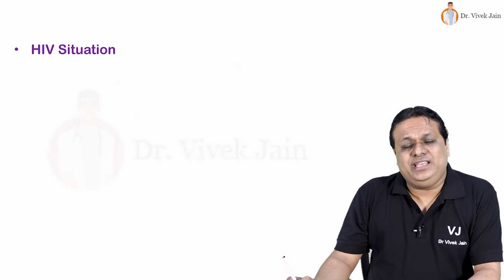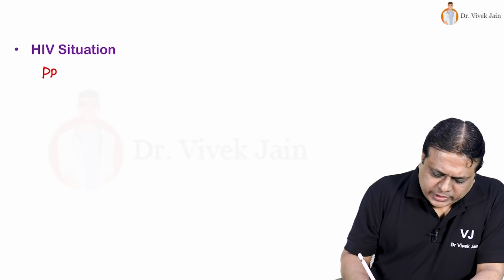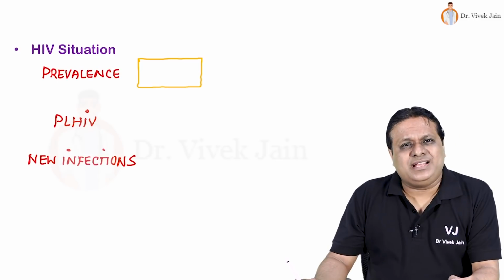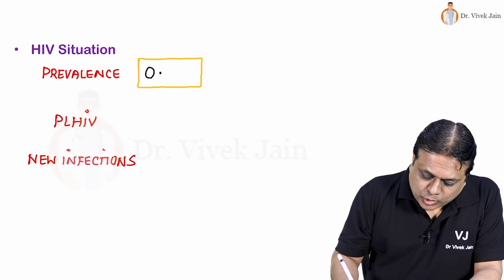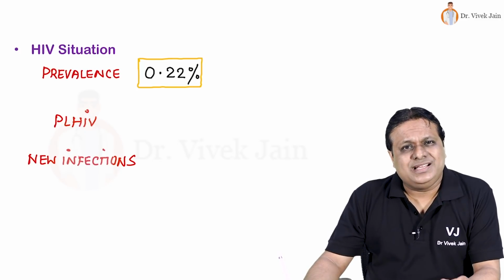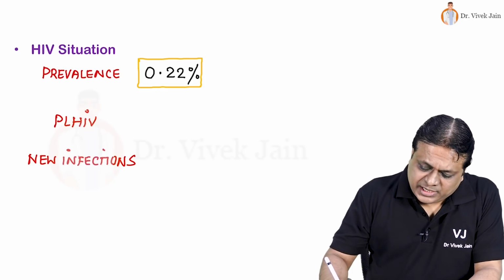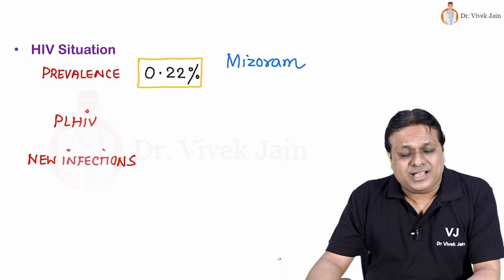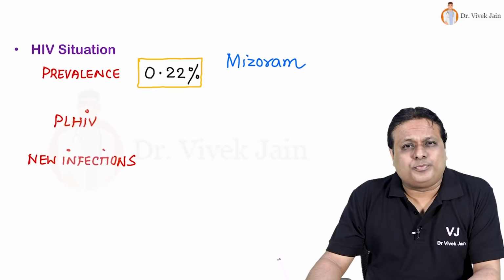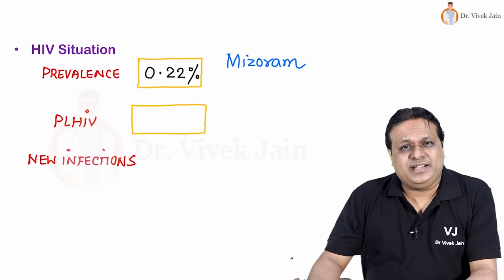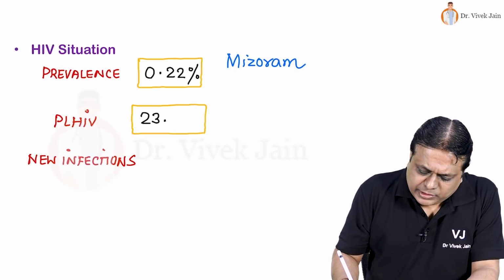Looking at the STD, HIV in our country, when we look at prevalence of HIV in our country, prevalence has been reported to be 0.22%. It is slightly higher in males, 0.24%, slightly lesser in females, 0.20%. But when we look at state-wise data, then highest prevalence has been found in the state of Mizoram in India, where it has been found to be 2.32%.